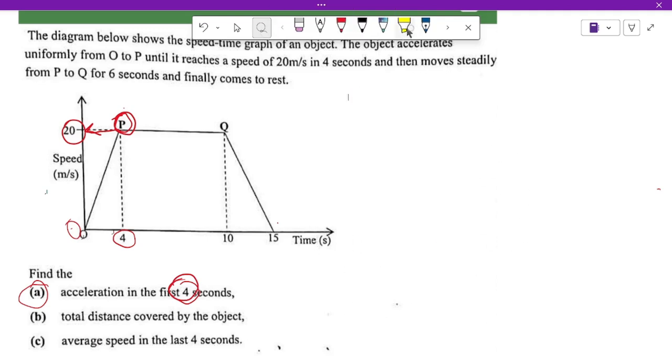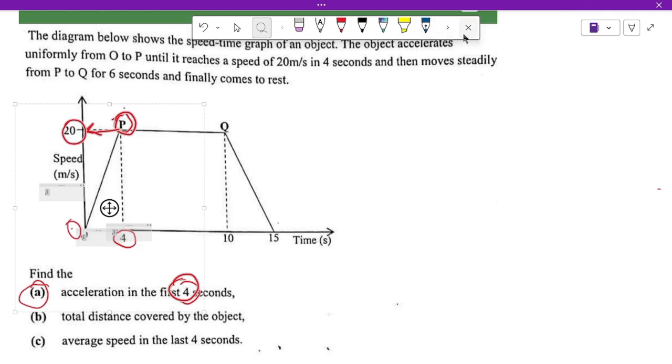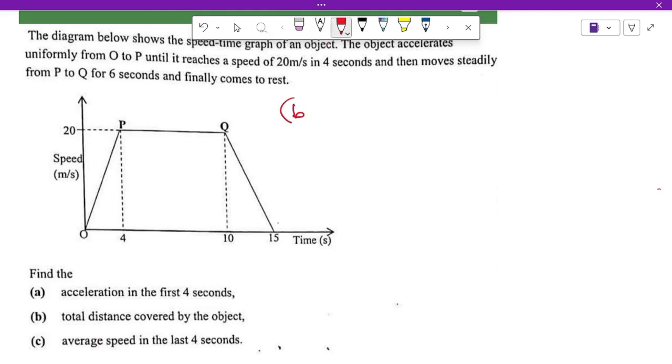Okay, we go to the next one. What is the next question saying? Let me clear this place up. All right. Okay, question B. What is question B saying?